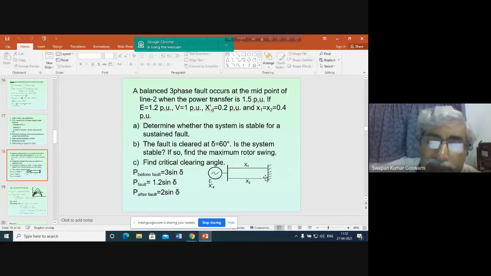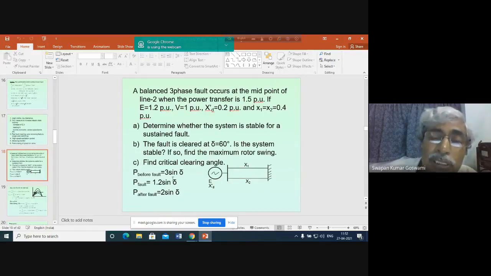Then the calculation becomes simpler here, because now it is generator reactance plus this reactance. This is the only circuit here. So this voltage 1, and it is 1.2 divided by 0.2, the transient reactance, plus 0.4, which is 0.6, the total reactance. So 1.2 into 1 by 0.6 becomes 2 sine delta. That's why it is coming like 2 sine delta.